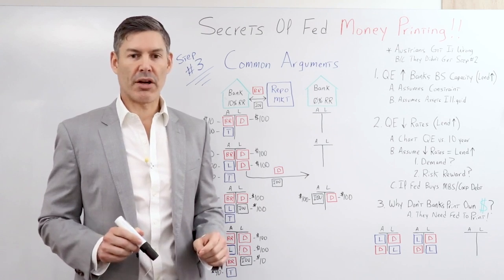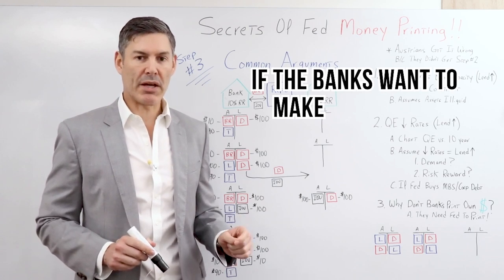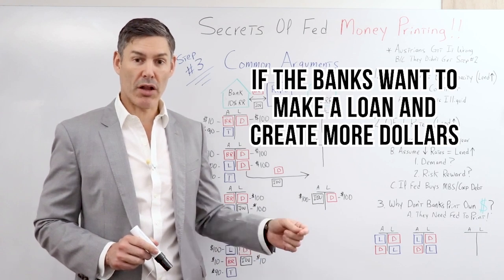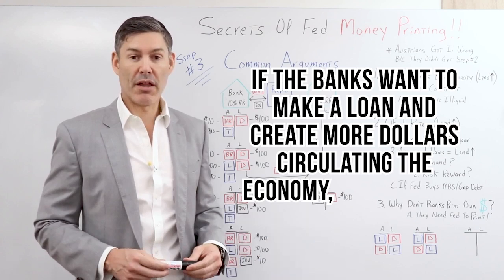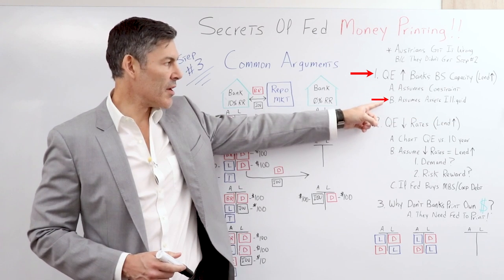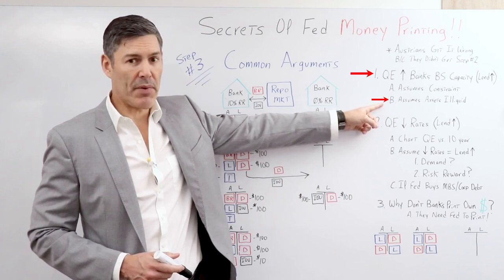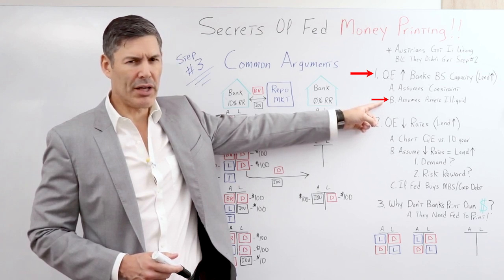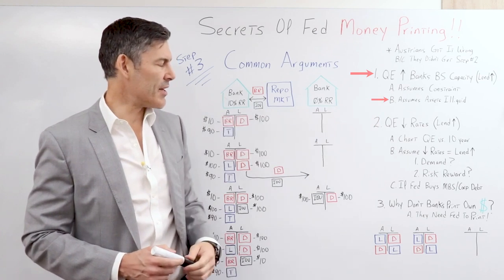So as you can see clearly, if the banks want to make a loan and create more dollars circulating in the real economy, they'll go ahead and do it. Another thing this argument assumes is that the assets held by the bank are somehow illiquid. This has never made a lot of sense to me.